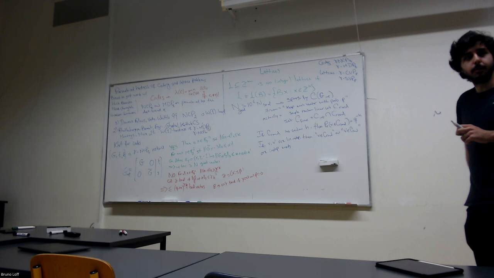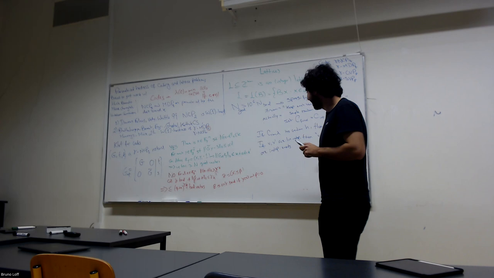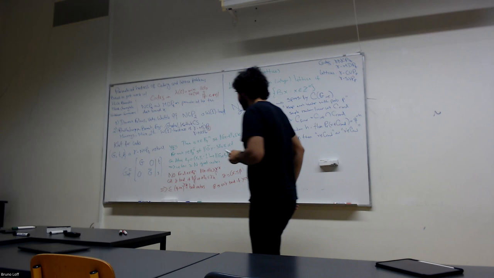Not there. What are you talking about? Linearly independent. So the set of bad vectors is not a set of linearly independent vectors. No, I don't care about the bad vectors. I care about the good vectors.